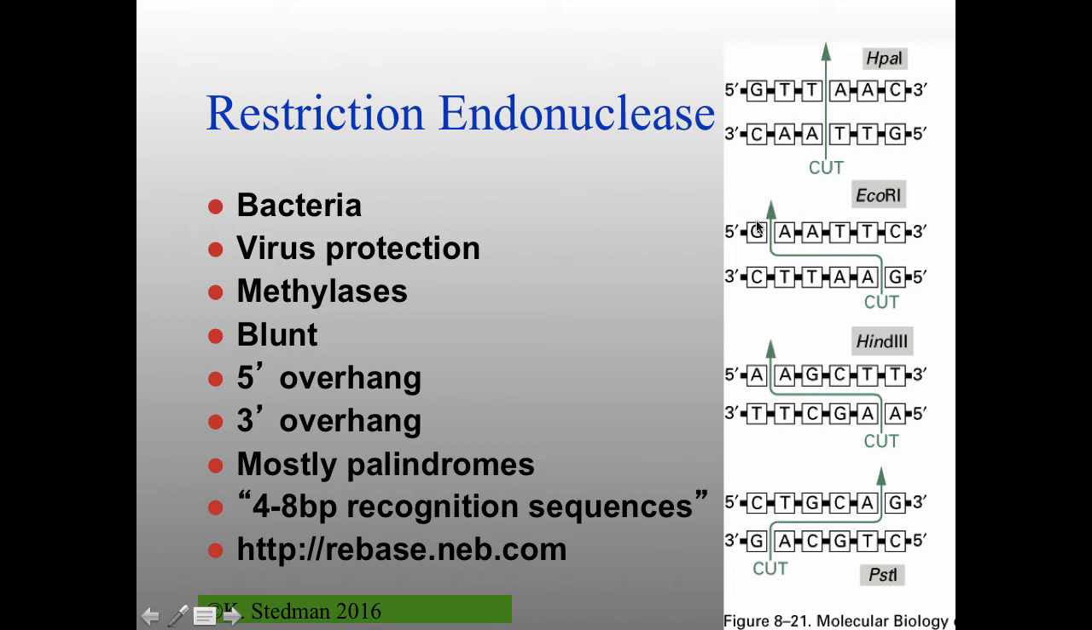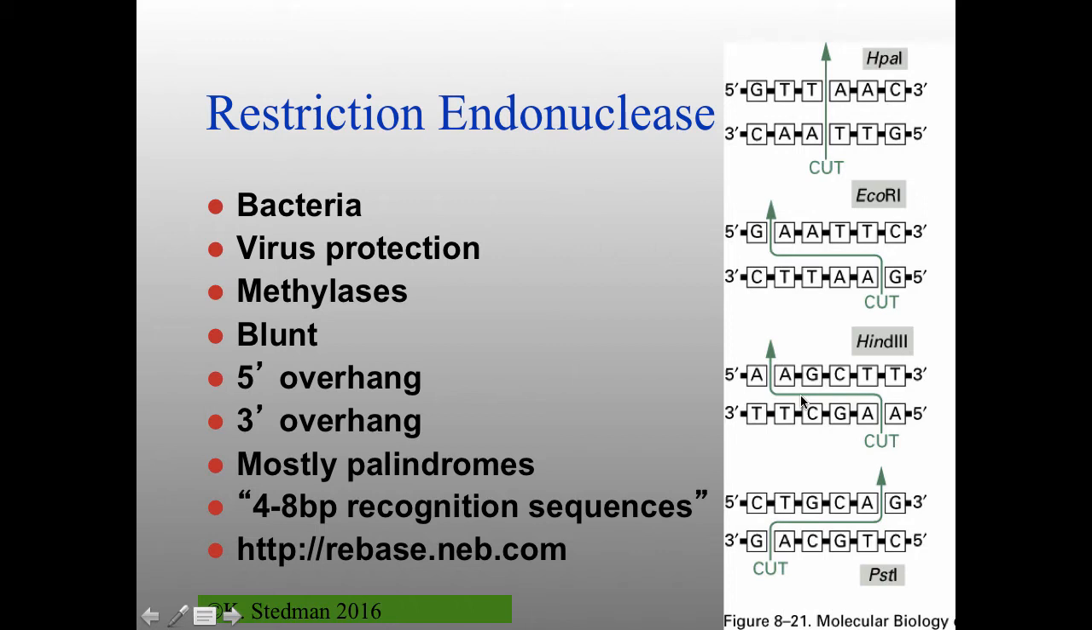HindIII binds to AAGCTT, so it binds to different sequences. Besides the sequence, they cut the exact same way. They are going to cut and give you 4 base overhangs in this particular case, and many of the restriction endonucleases do this. They'll give you 4 base overhangs.